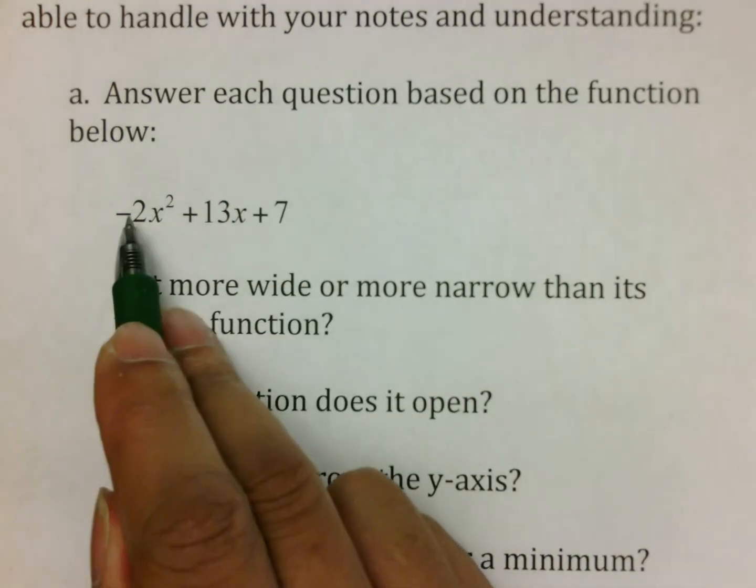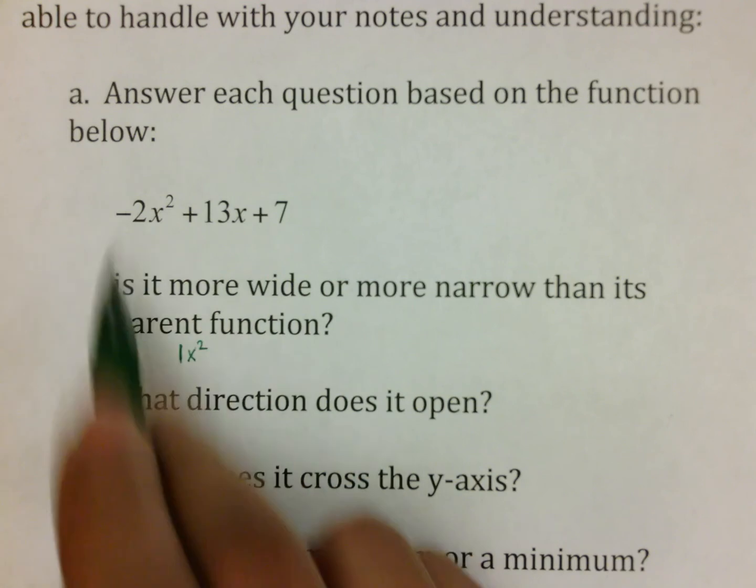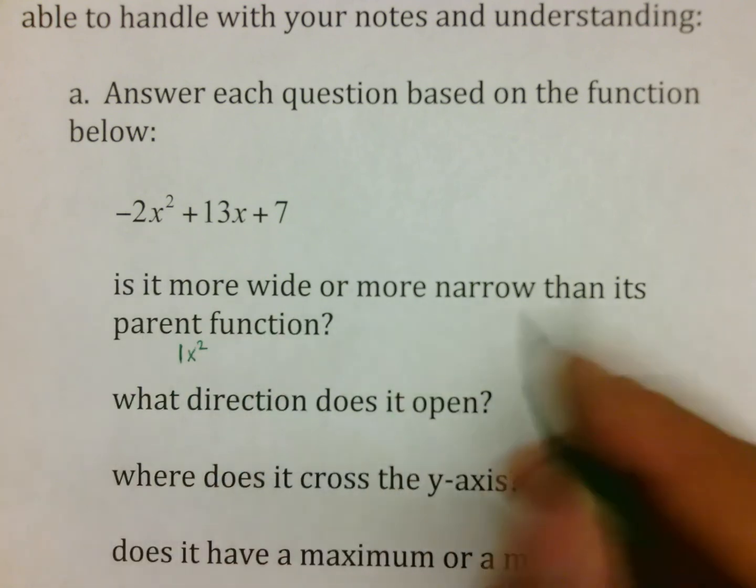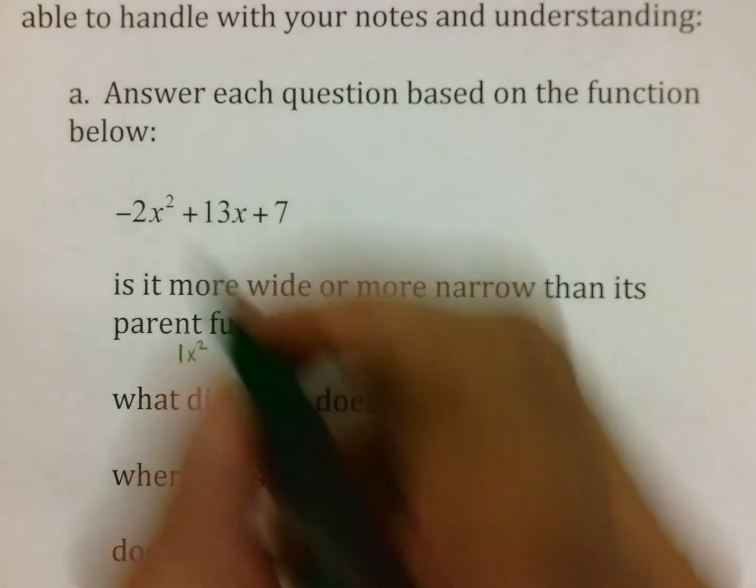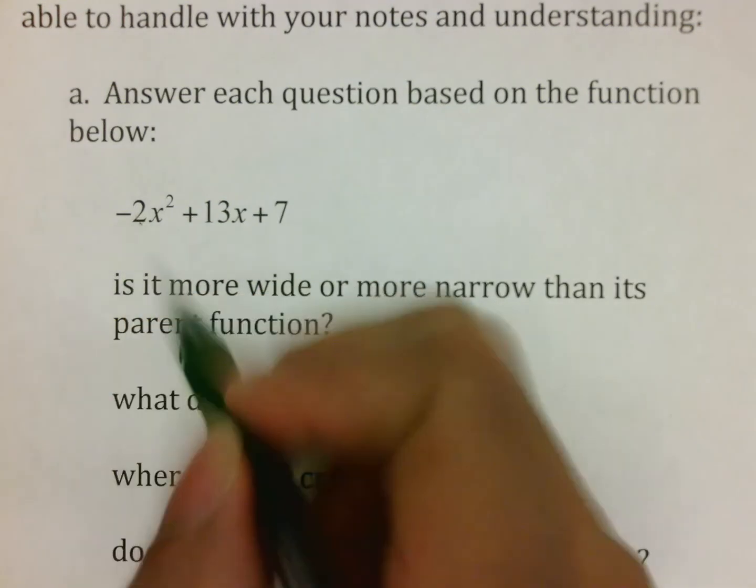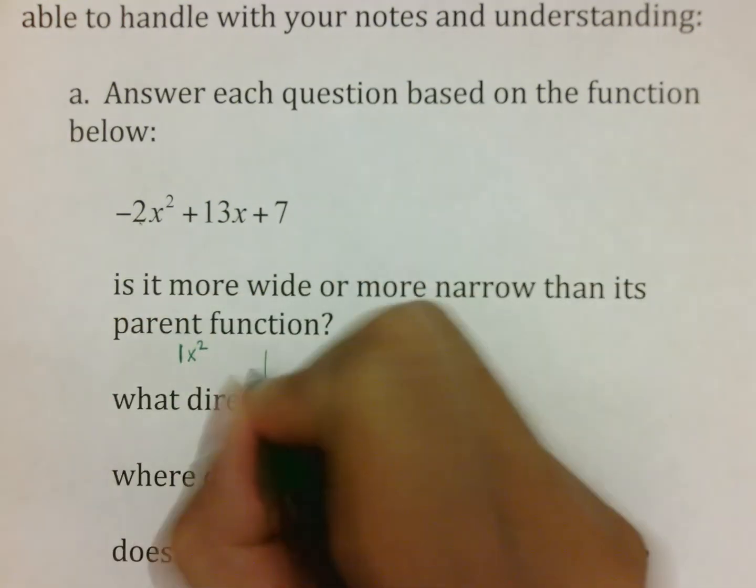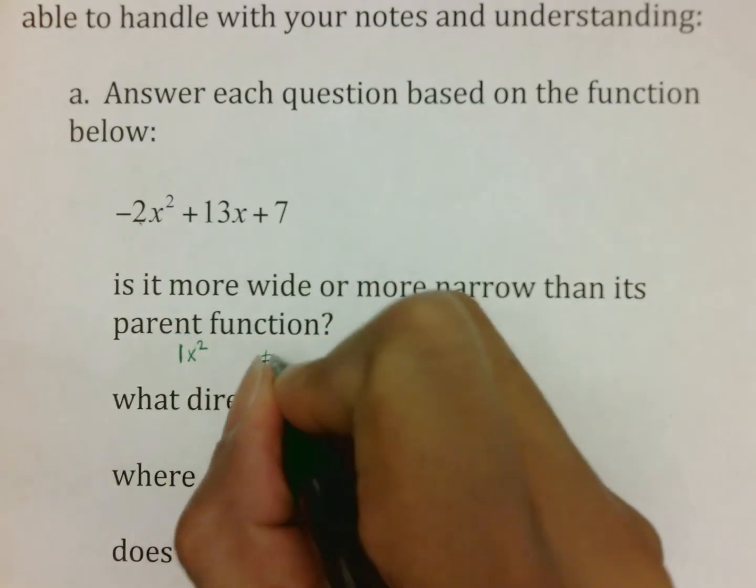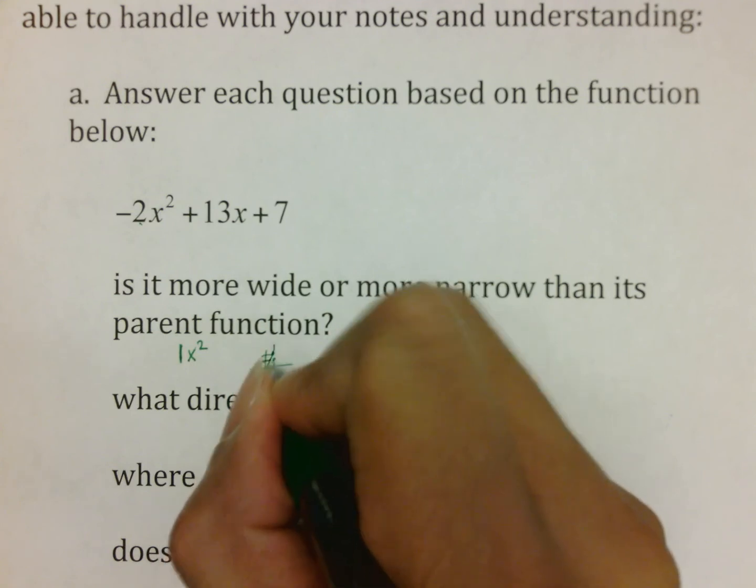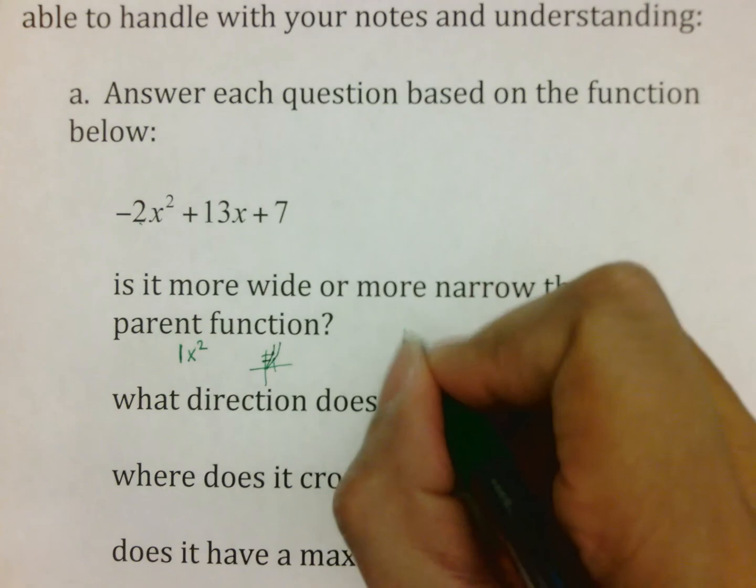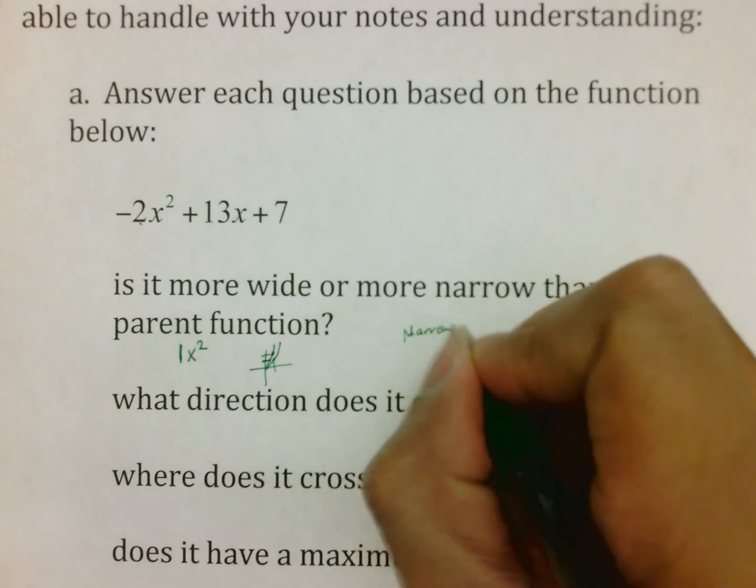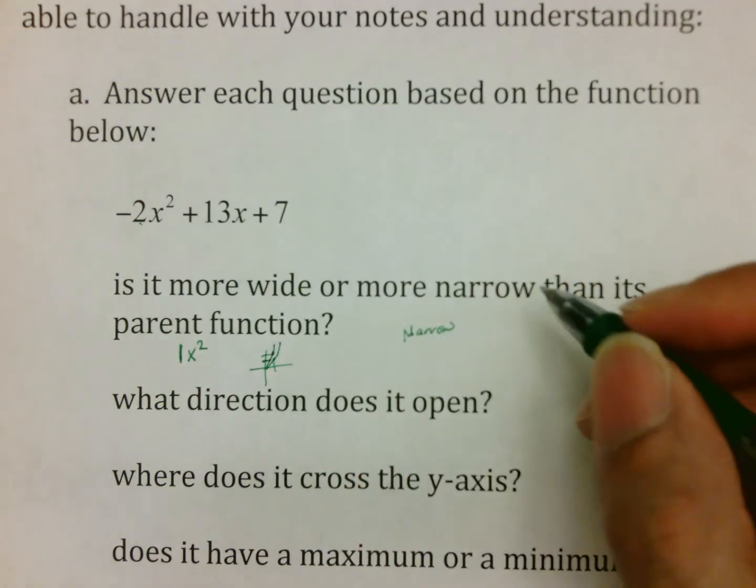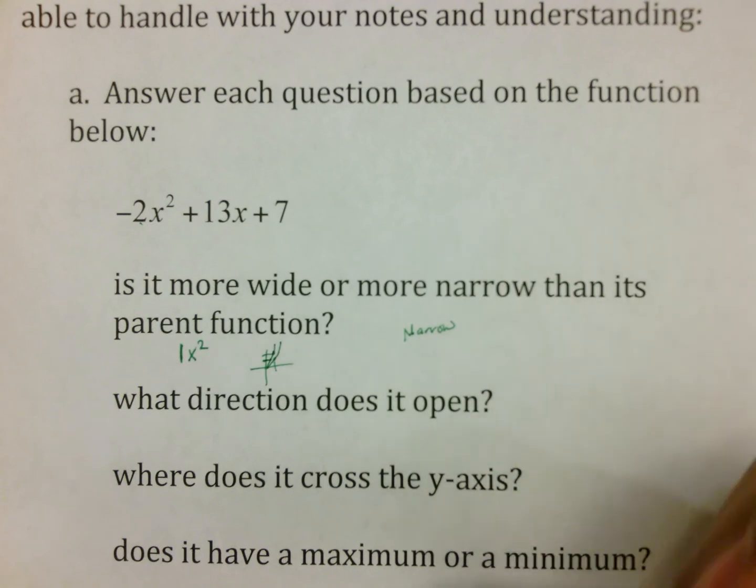Alright? Yes, negative is there, but remember, when we're talking wide and narrow, we ignore the sign, and so we don't care about that. What we are looking at is that 2 is bigger than 1. Again, if you were to look at a slope of 2, it would go up 2 over 1. If you were to look at a slope of 1, it would go up 1 over 1, so your 2 would be more narrow than your parent function. Again, the general rule for width, as you are bigger than 1, any whole number, any number bigger than 1, is that the bigger the number, the more narrow it is.